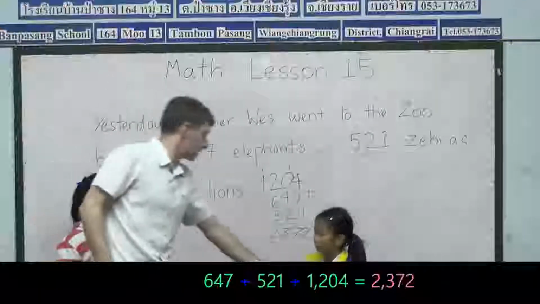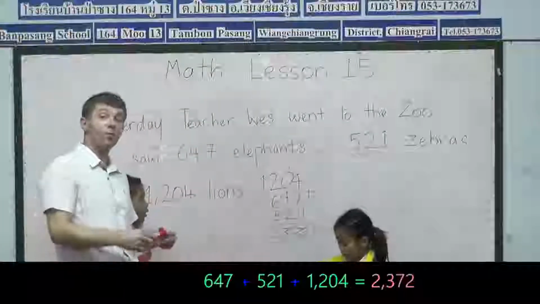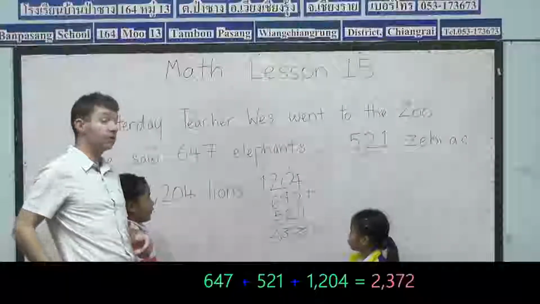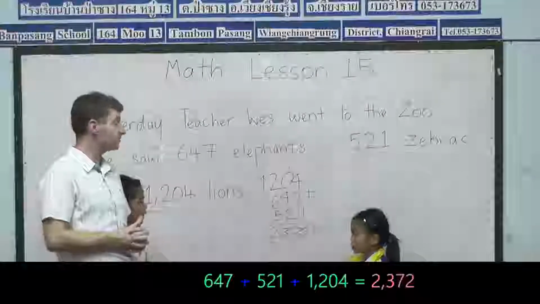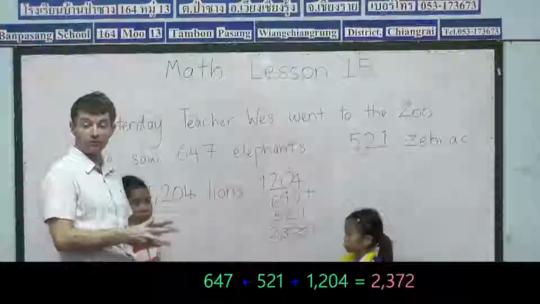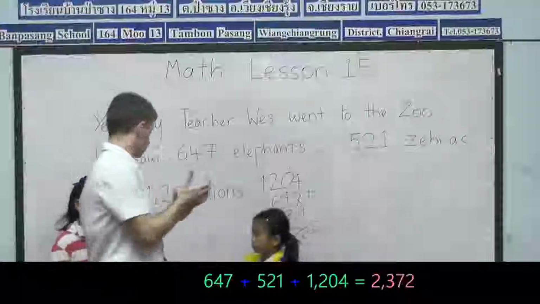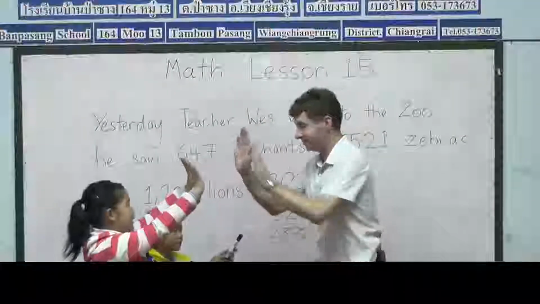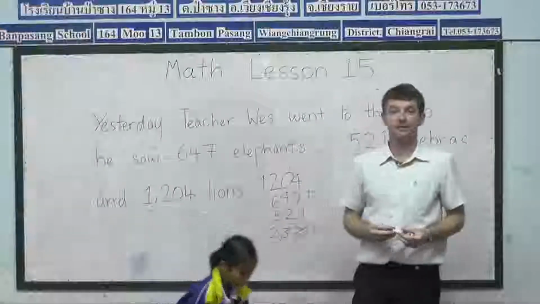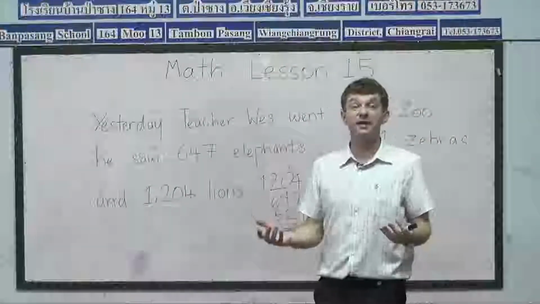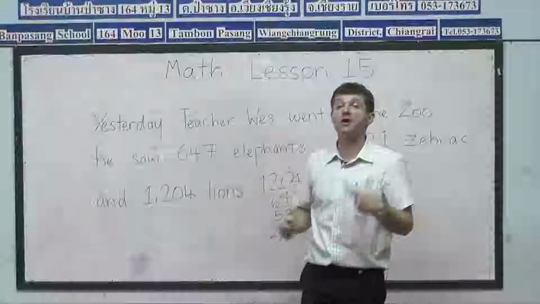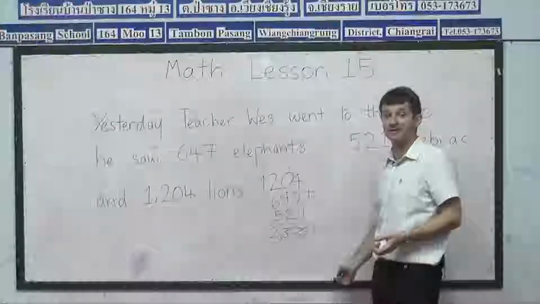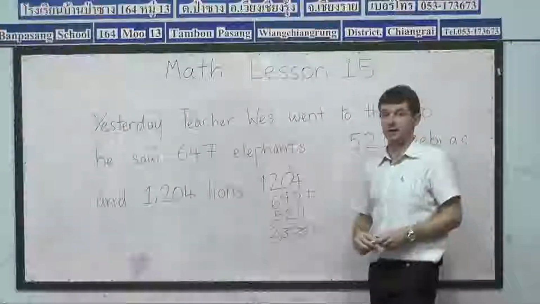Okay, can you stand to the side? How many animals did Teacher Wes see at the zoo? 2,372. Excellent. Rounds of applause for Prel and Lakdal. And can I get a high five? High ten? Okay. So you see, that is how we add words together using addition. And even better, we also saw how to work it out using regrouping.